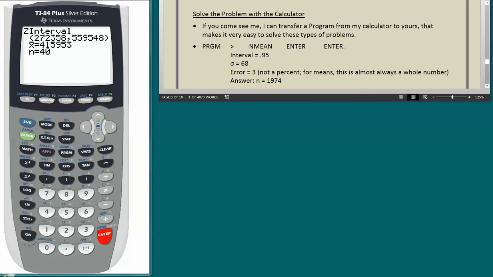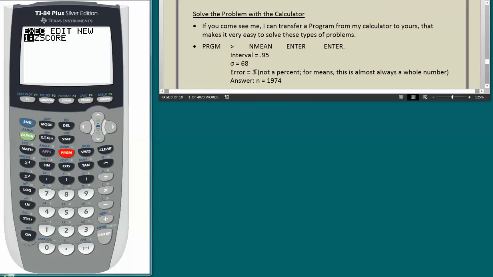So if you have my programs, the way you'll do this problem is you will hit the program button, which I can point out to you right here. You would click on that button. And then you would scroll down until you saw a program called nmean. You would hit the enter button twice, and then it would prompt you for these three things. It would prompt you for the interval, which really means the confidence level. So you would type in 0.95. It would prompt you for sigma, and you would type in 68 for that. It would prompt you for the error, and you would just type in 3.